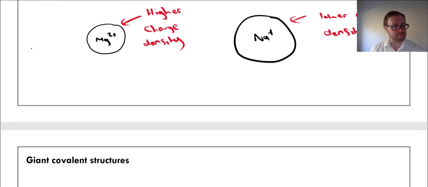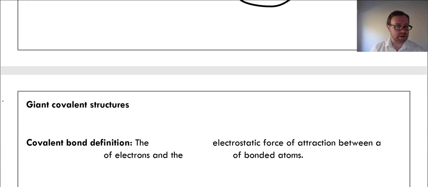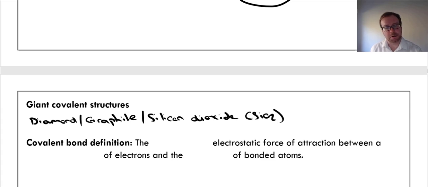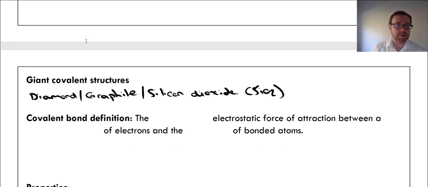Okay, moving on to giant covalent structures. Some examples of giant covalent structures are, and I'm sure you know this already, diamond, graphite, and we'll put in silicon dioxide since that's the other most common one. Silicon dioxide, which is SiO2.